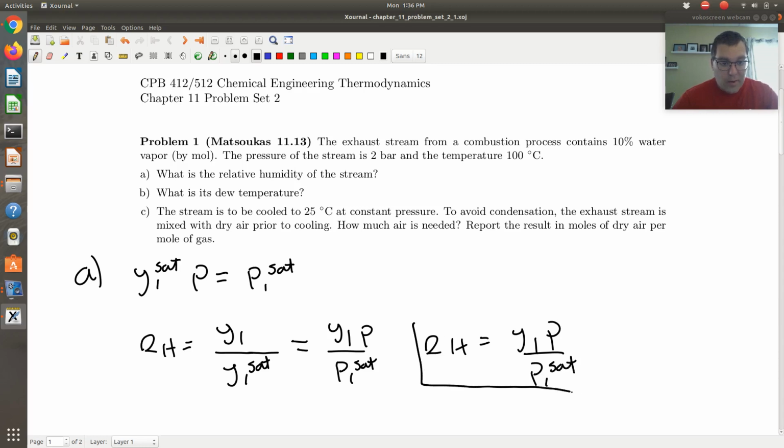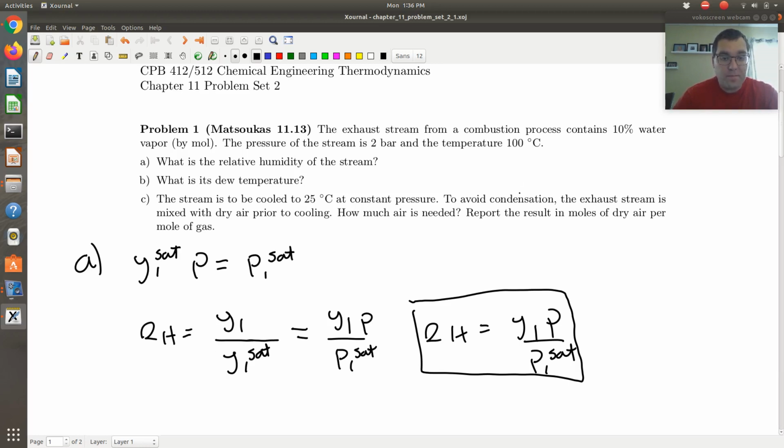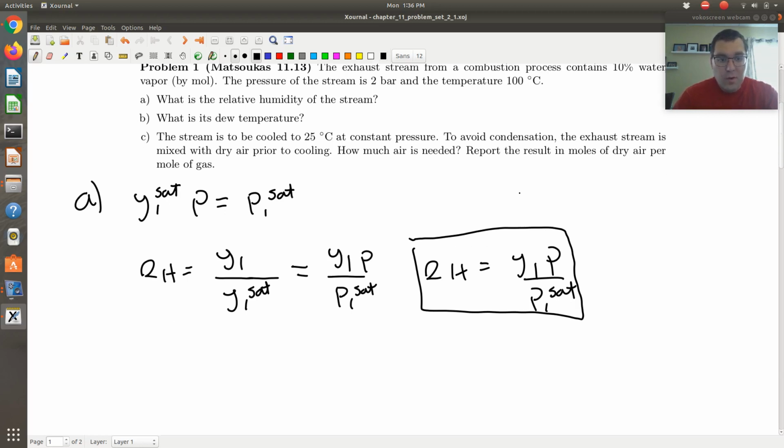How do I get P1 sat? P1 sat is only a function of temperature. So you can use an Antoine expression for water, or you could go to the steam tables. What I'd be looking for here is the vapor pressure at 100 degrees C, and it's one of the ones I remember. At 100 degrees C, the vapor pressure is going to be 1 bar. But you would go to the steam tables or use an Antoine expression to calculate P1 sat.